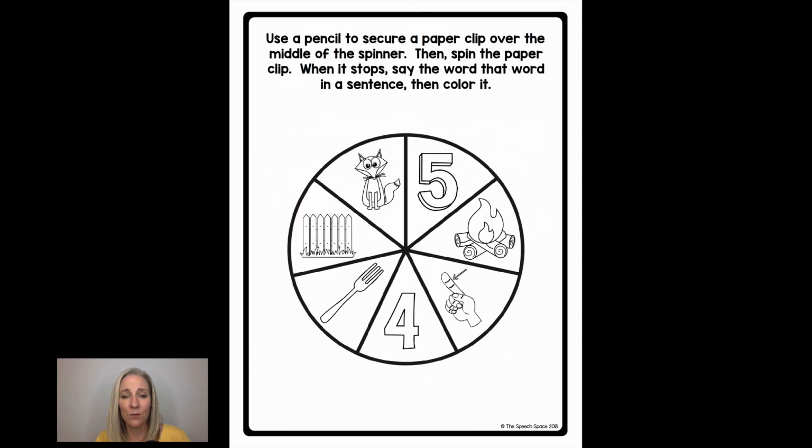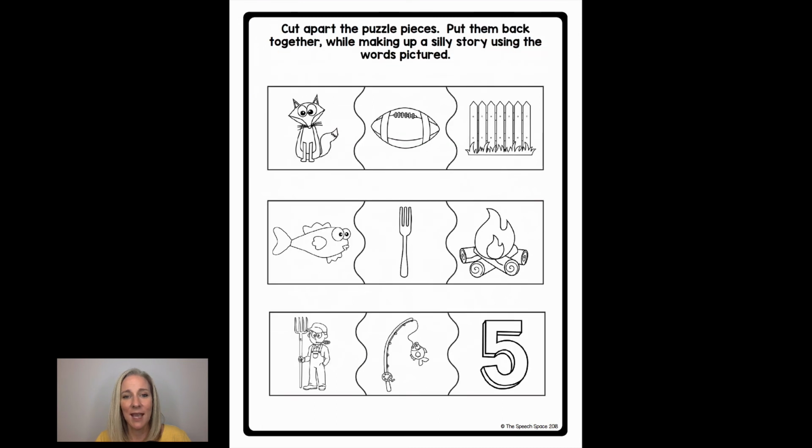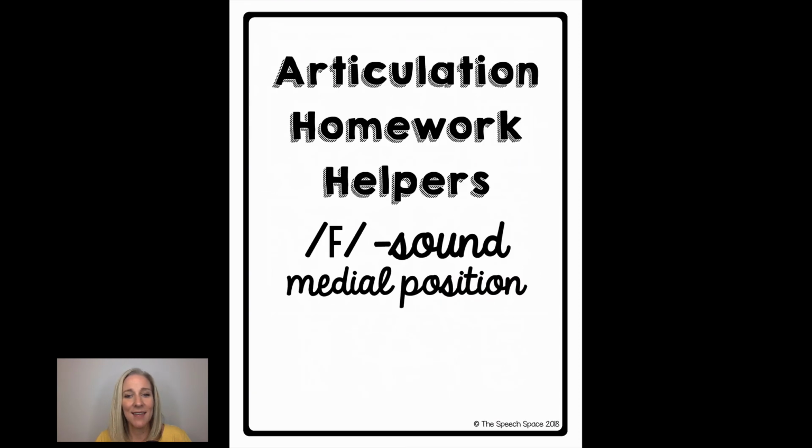So these are really, really easy for the parents. You can just send this through email and they can print it out, and it's as easy as that. This is one of the ones with the spinner where you use a paper clip and spin it, and it will land on one of the little spaces with the speech sound. And this is a puzzle that they cut apart and try to put a story together using, again, their target sound. And it's not only in just the initial position, but we've got it for medial and final as well. So these are really great to send home to parents.